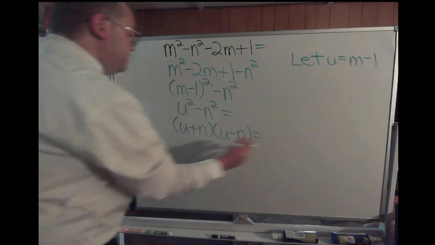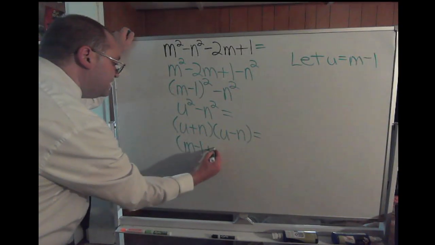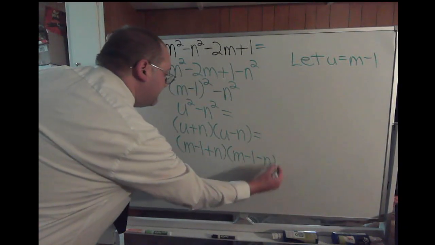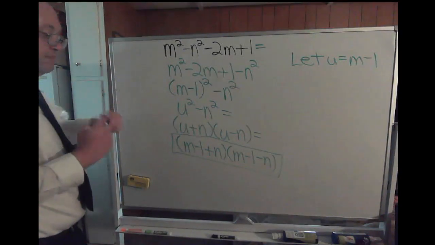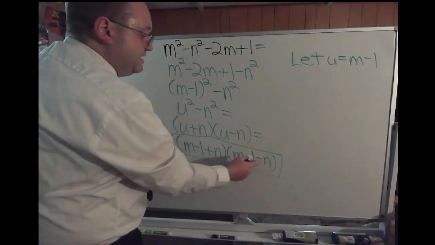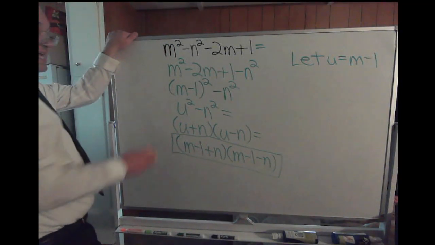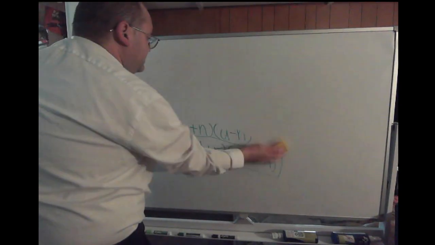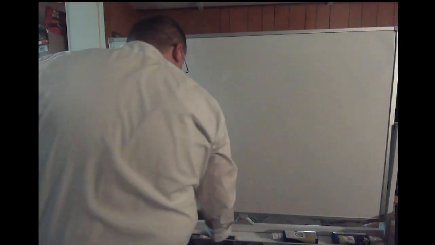Now we just substitute the values of u back in. U is m minus 1, then you have plus n, times the quantity of m minus 1 minus n. And that would be your factorization: the quantity of m minus 1 plus n times the quantity of m minus 1 minus n. So yes, at first it can seem a bit much, but doing the substitutions really does help. I have found that it makes your life so much easier than trying to factor it out right, because when you factor it out right, sometimes it can become very messy.